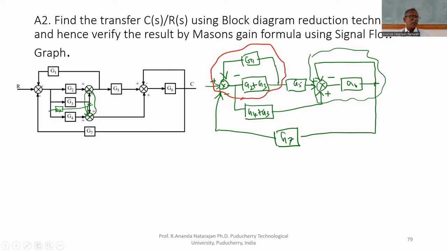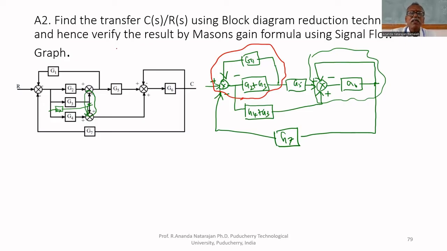The seventh rule cannot be applied here. Why? Because there is a takeaway point in between. Once it is converted into a single block, how will you take the takeaway point? You cannot take the takeaway point if it is converted into a single block. If you convert this into a single block, this is G1.